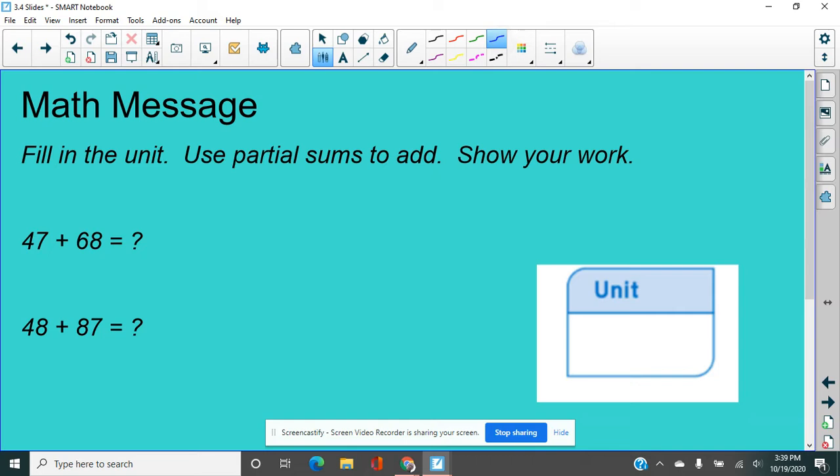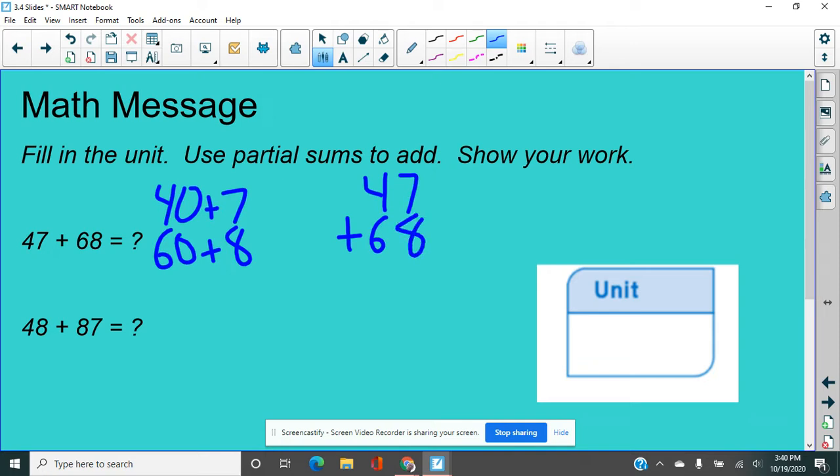47. I need to think about expanded form and how that would look. So 40 plus 7, and 68 would be 60 plus 8. Now I can add these parts together. We always want to stack these numbers on top of each other, making sure that our ones place is on top of the ones place.